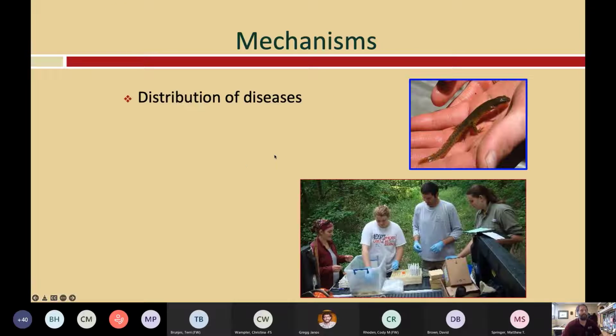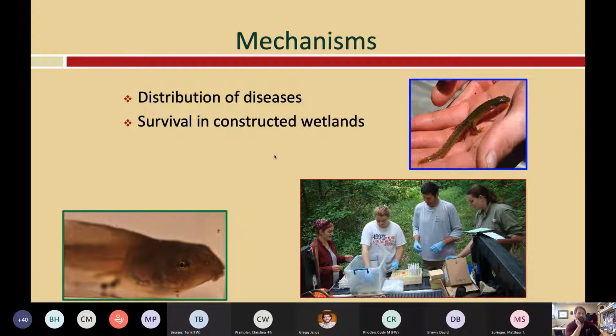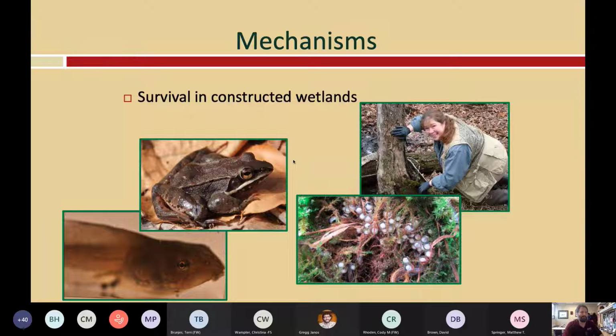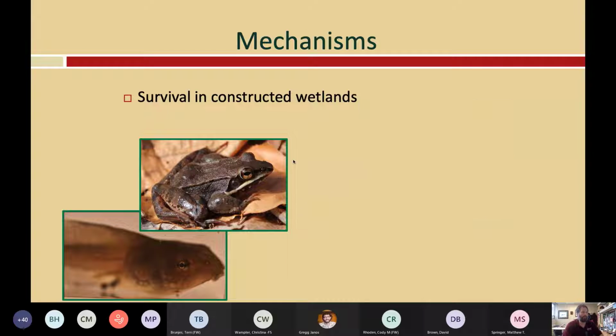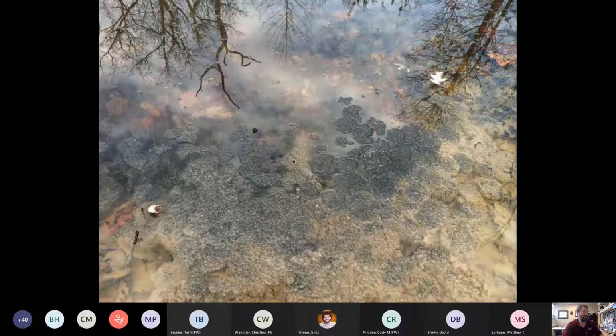But beyond that, we wanted to look at disease and survival in constructeds, because although we didn't find many wood frog larvae in constructed wetlands, we did find a few, and so we want to know what the mechanisms are driving those patterns of where things are found. So we looked at survival of four-toed salamanders and wood frogs. I'm going to focus just on the wood frogs. I was on sabbatical, and we had only found a few larvae in constructed wetlands, but I went out in winter before they hatched, and this is a constructed wetland with 95 wood frog clutches in it.